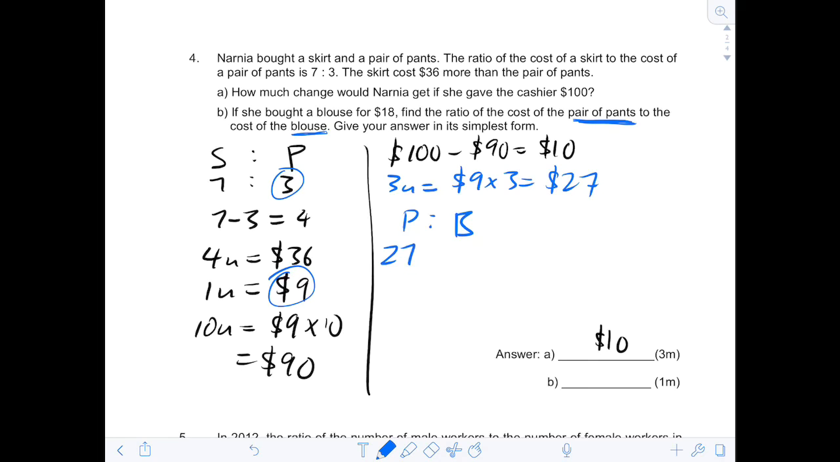Pants is $27, but we don't put a dollar sign for a ratio. And the blouse is $18, also we don't put a dollar sign. So from here all we need to do is find the simplest form, because they want it in simplest form. So 27, what we can do is divide it by 9, we get 3. 18 we divide by 9, we can get 2. So the answer will be 3:2.